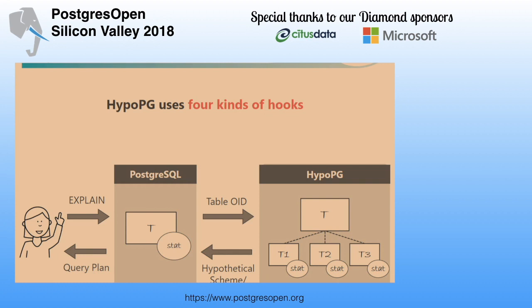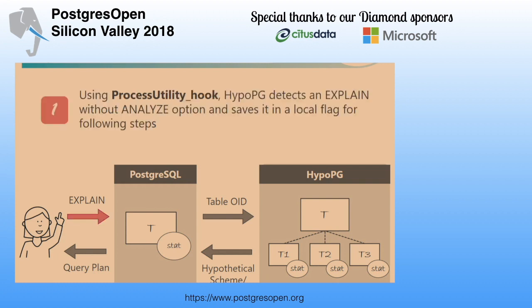Okay, now I will explain the HypoPG architecture. For the hypothetical partitioning function, HypoPG uses four kinds of hooks. The aim of hooks is to interrupt and change the usual behavior of Postgres. It allows developers to add new features without the need to add them to the core. At first, when Postgres recognizes an explain statement, HypoPG detects an explain without the analyze option and saves it in a local flag for following steps using the process utility hook.